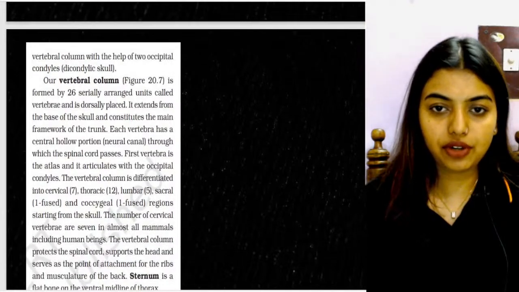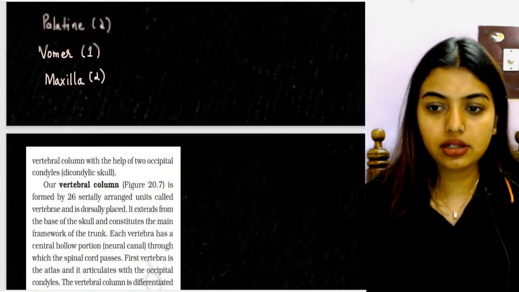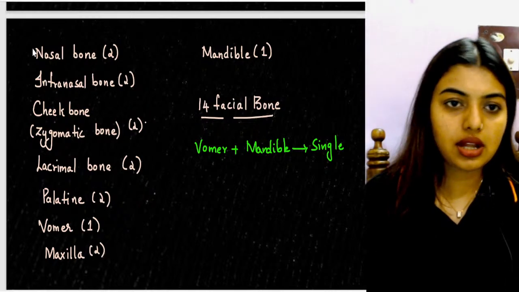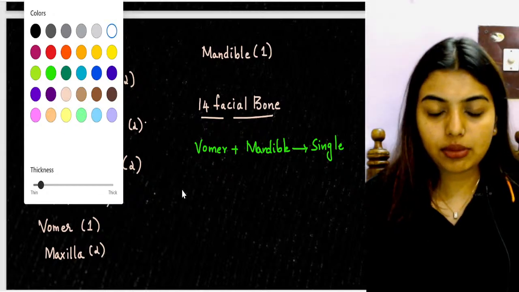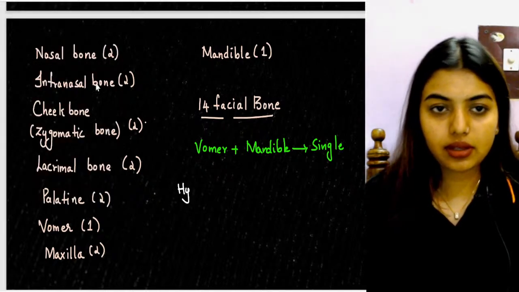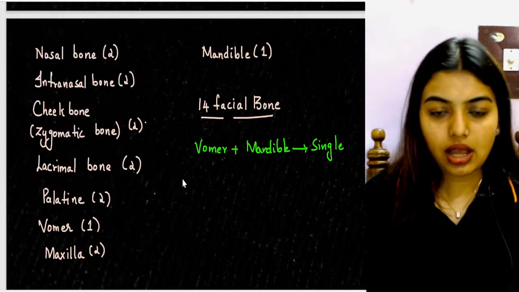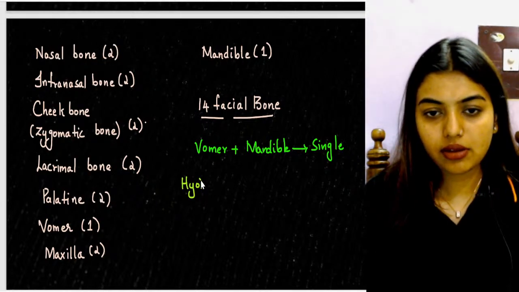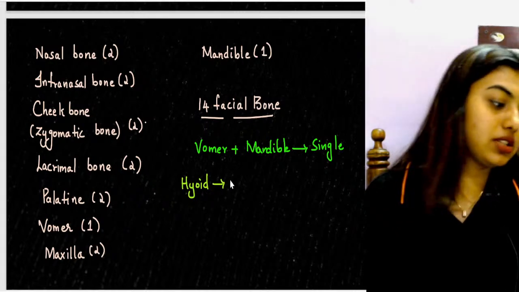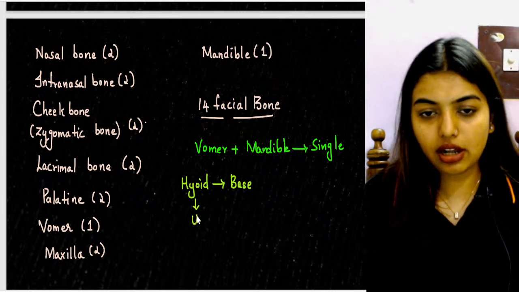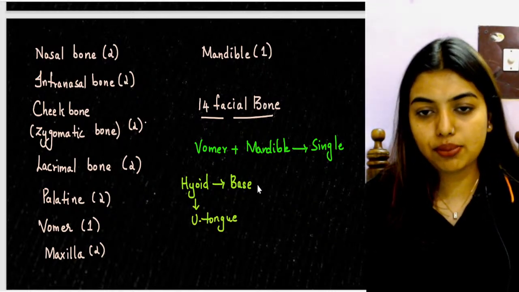Now when we come further, students, you have to remember that there is the hyoid bone. So write it in a different color. Hyoid bone, which is present at the base of the buccal cavity. Only one, a U-shaped bone. We also call it the tongue bone because of the shape. U-shaped tongue bone, base of the buccal cavity.